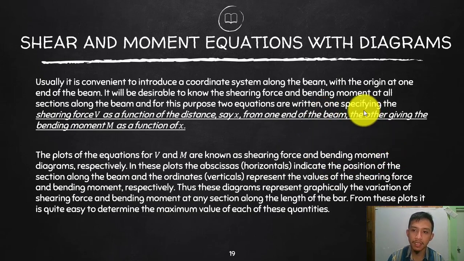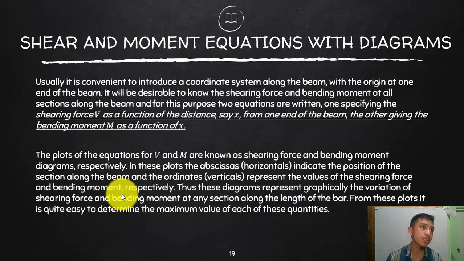If you are plotting the moment equation, then that is a moment diagram. In these plots, the abscissa, or the horizontal, indicates the position of the section along the beam, or that is the distance x that we are referring to. And the ordinate, or the vertical, will represent either the shear or the moment.